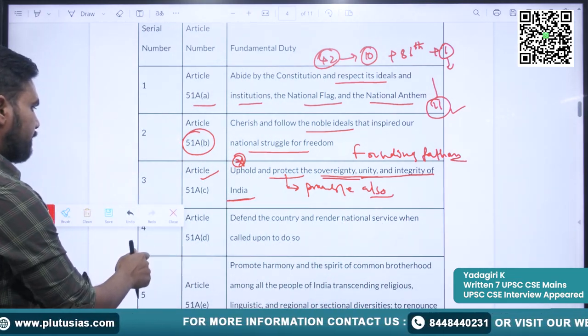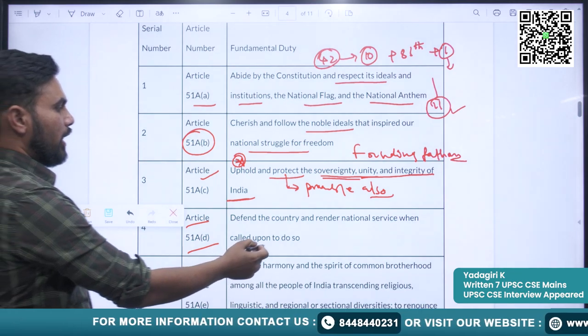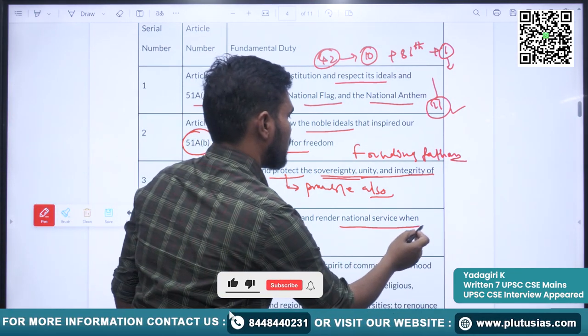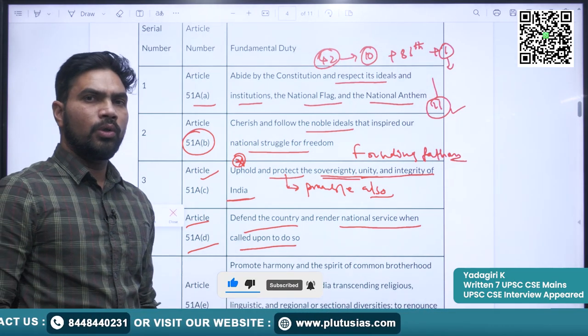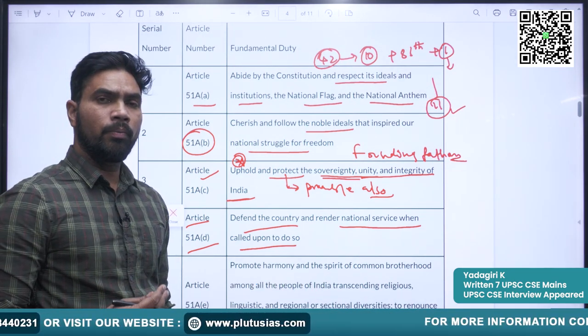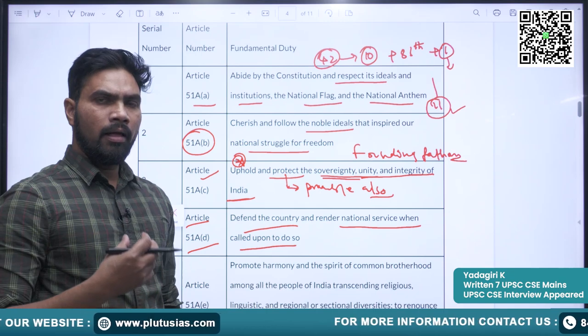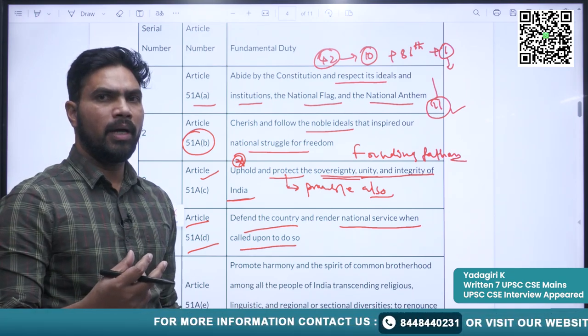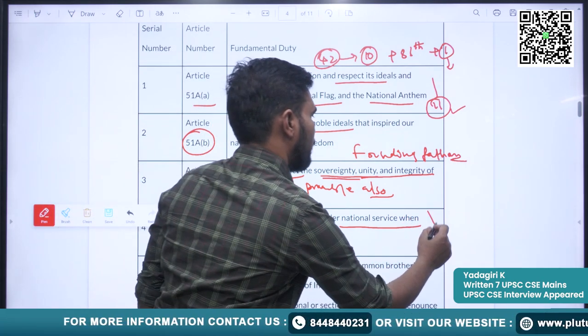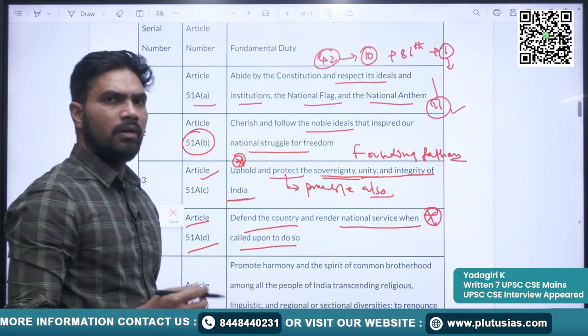And the fourth duty is to defend the country and render national service whenever called upon to do so. So every citizen should be ready to serve the nation whenever it is demanded.